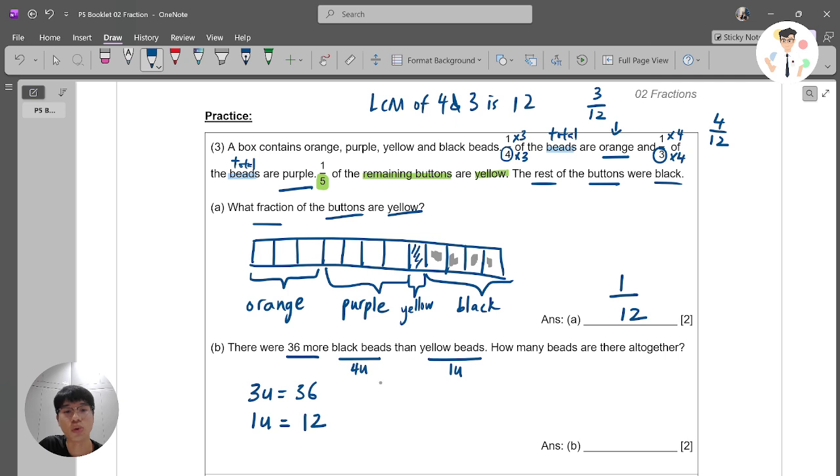So 3 units is 36, then 1 unit is equal to 12. If 1 unit is 12, and the total is 12 units, then how many beads are there altogether? There will be 12 times 12, which is 144. And we are done for this question.